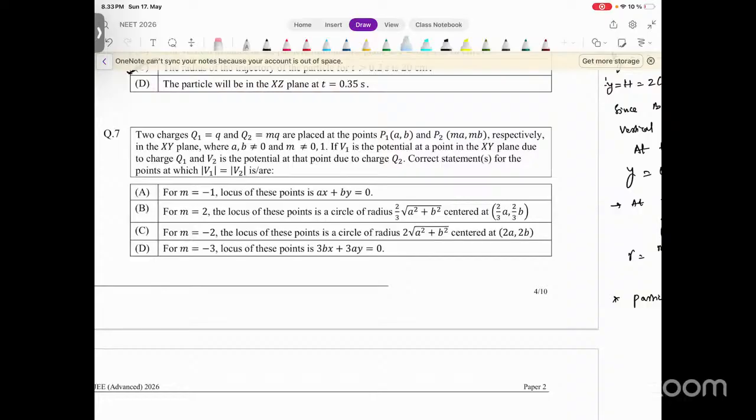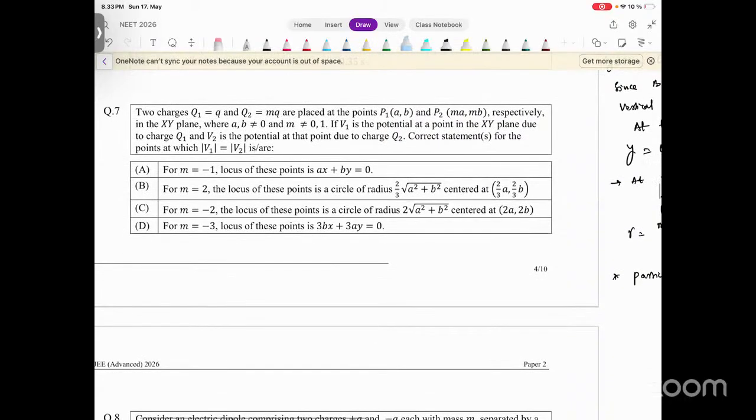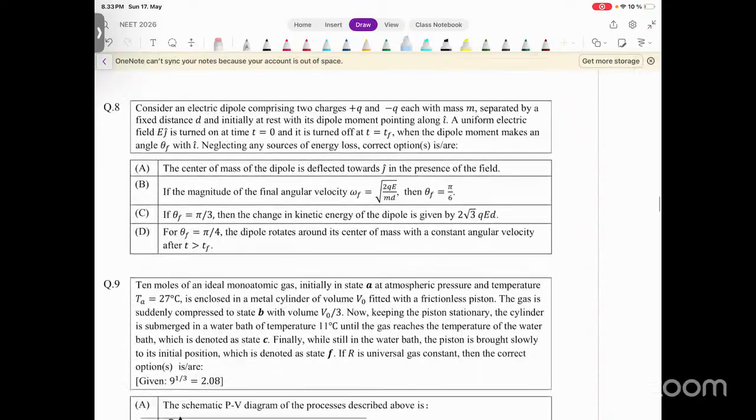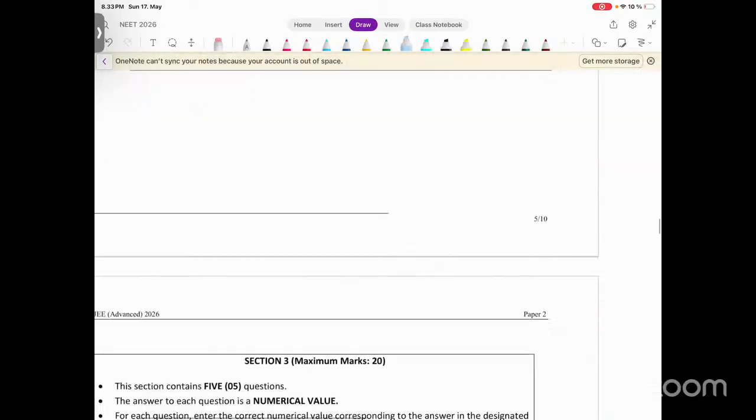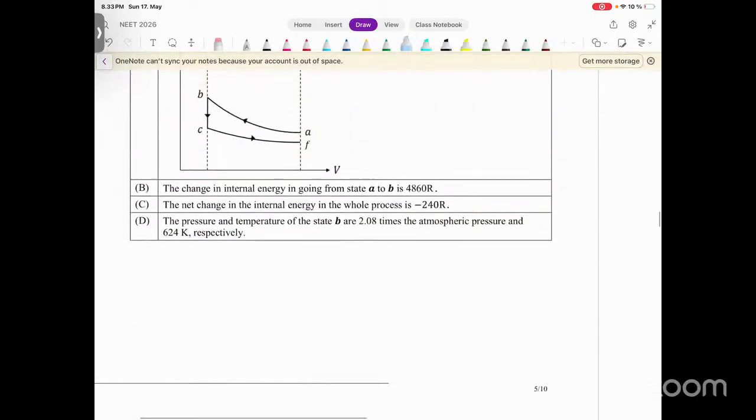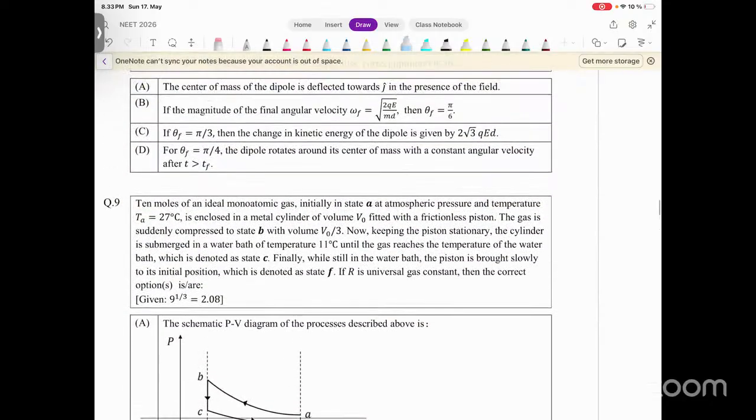Clear? Sure. Paper, yeah. I'll do up to question number 9. Let's stop for this.